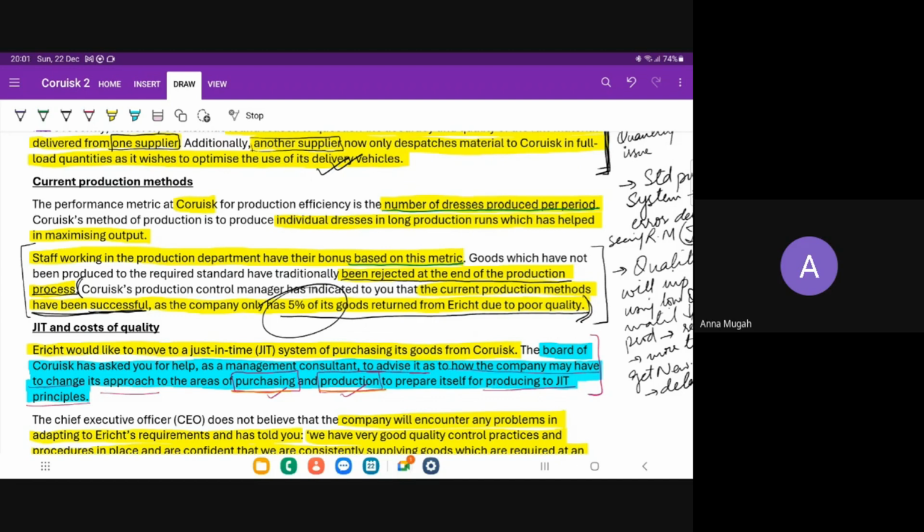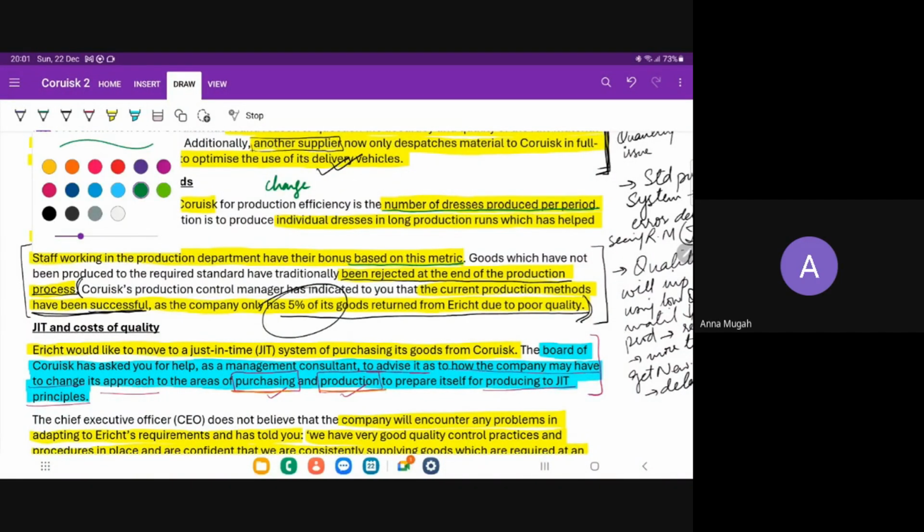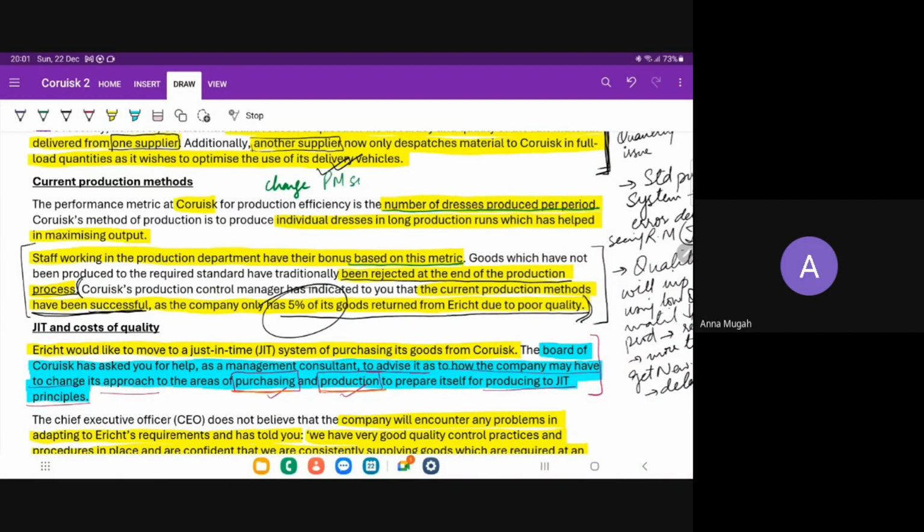So the first thing is that we need to understand that this KPI, this bonus system is not correct. Because if we are asking labor to produce more and more output, he will produce, but what will you do if you do not get any order from Erich, because you don't have any other customer? So the most important thing is that we need to change this performance measurement system. Why?